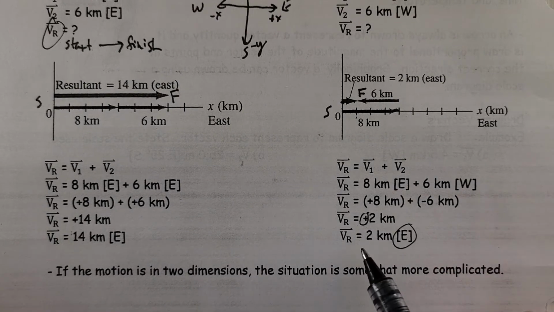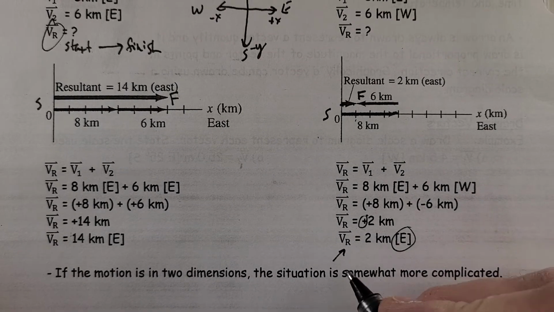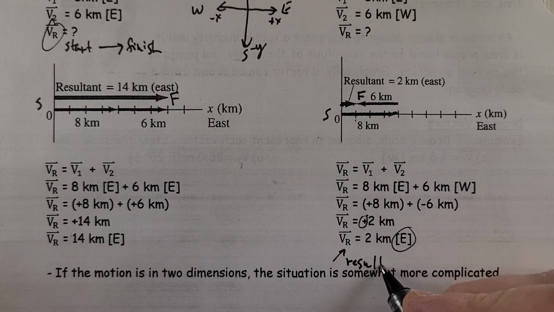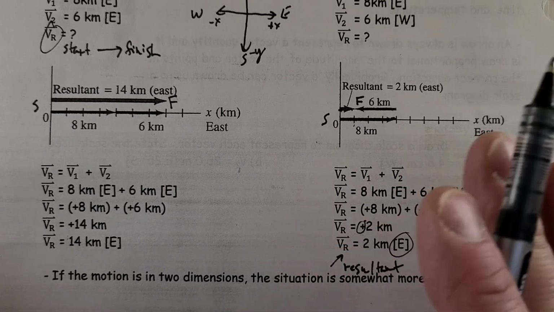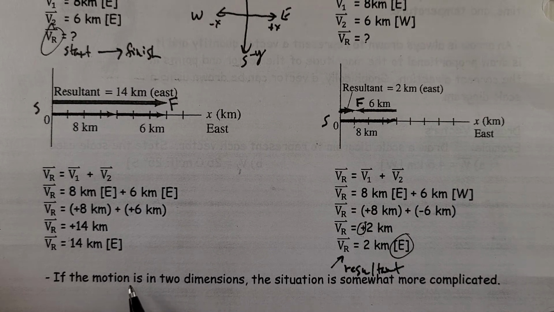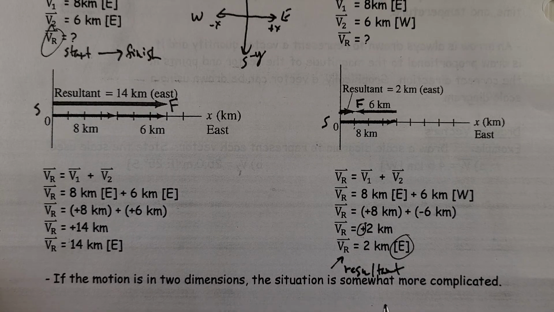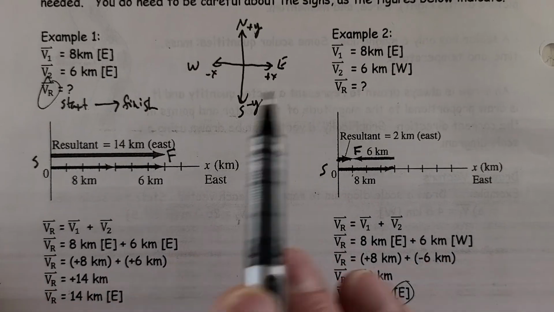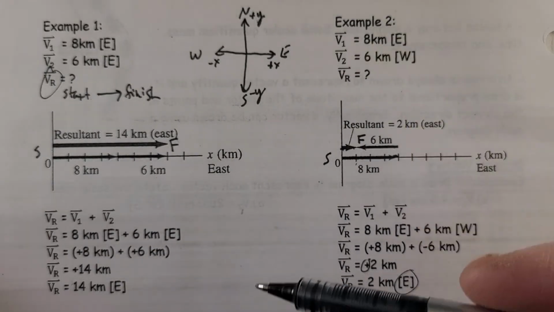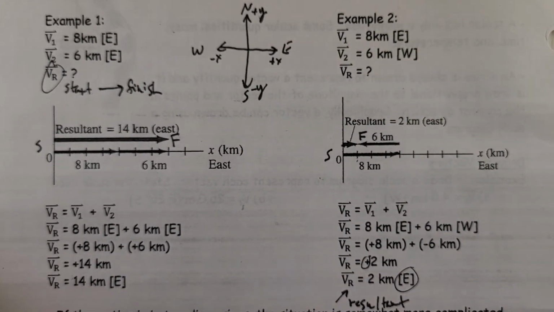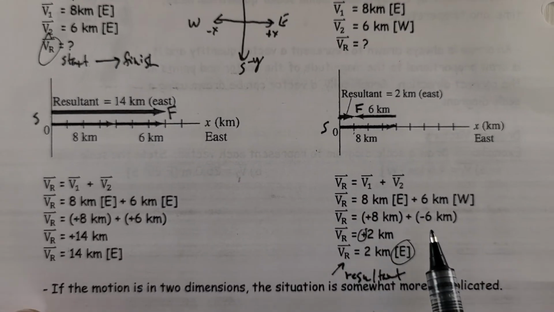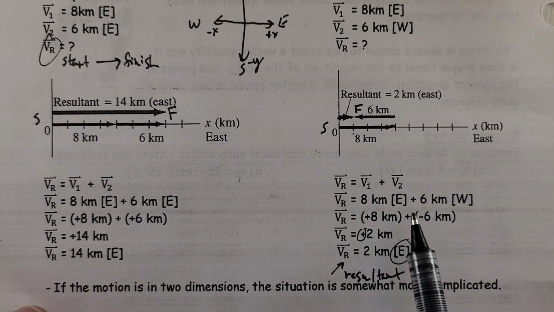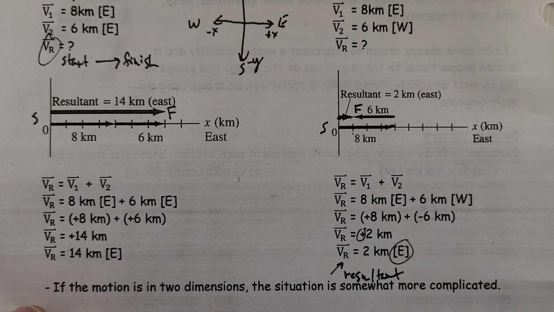So again, the resultant vector is simply your movement from start to finish when all is said and done. If the motion is in 2 dimensions, the situation is a little more difficult. If they're on the same line, whether it's the x-axis or the y-axis, plus, minus, it's simply adding them together. One key thing to note here is that we're adding a negative. So we don't usually call it subtraction. We refer to it as adding a negative.